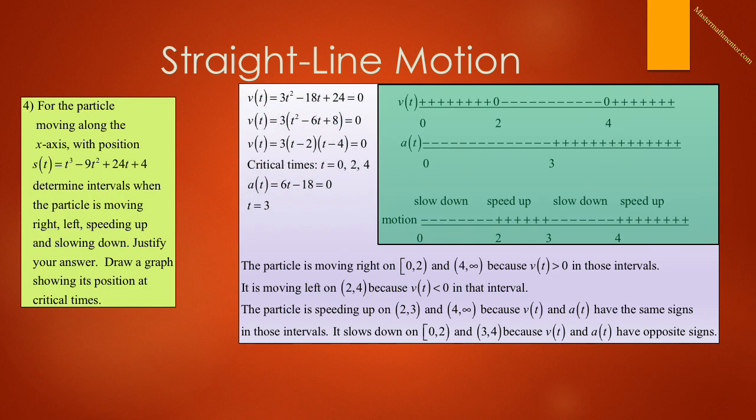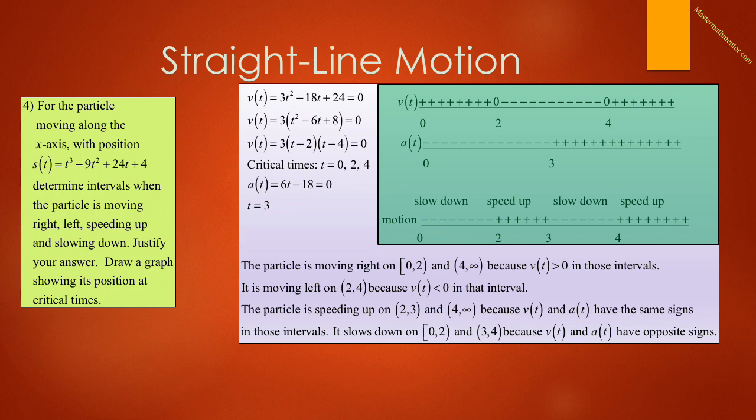Sign charts. We make a sign chart for v of t with the critical times of 0, 2, and 4, and find that v of t is first positive, stopping at t equals 2, then negative, stopping at t equals 4, and then positive. We make a second sign chart for a of t and find that a of t is negative in the interval from 0 to 3 and then positive.